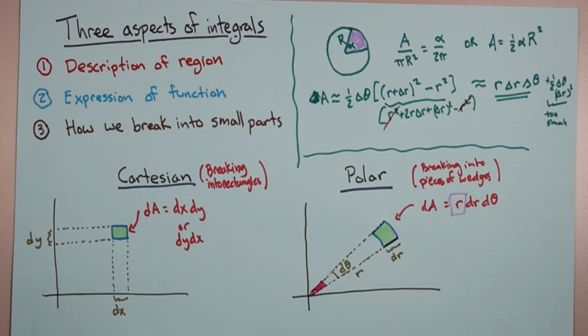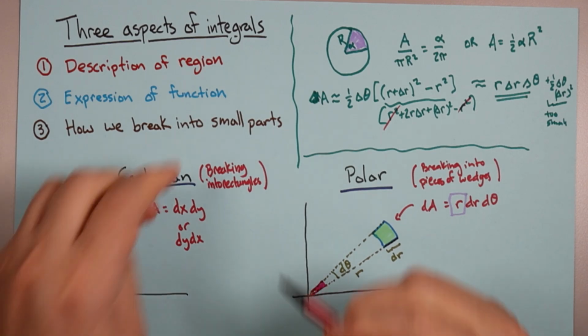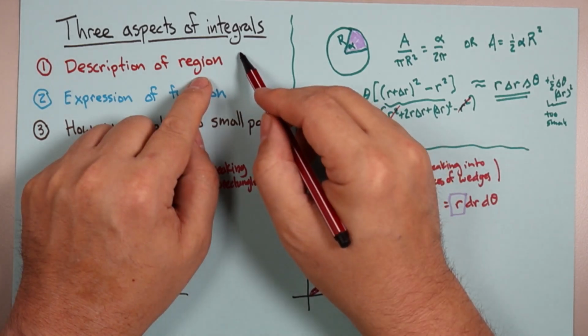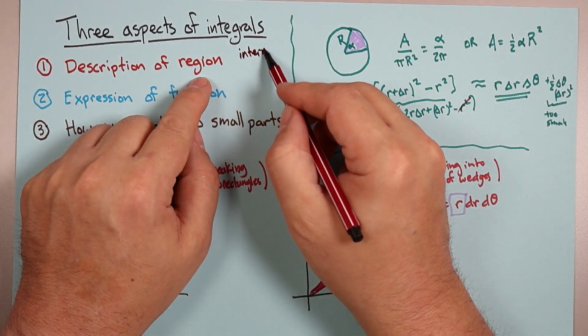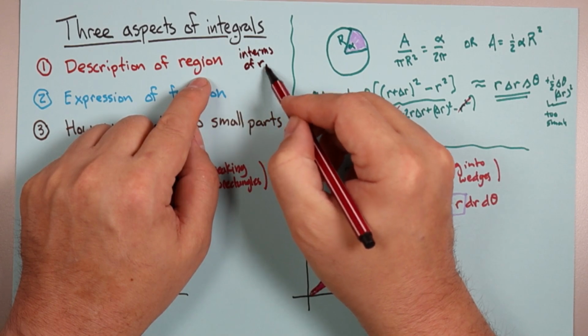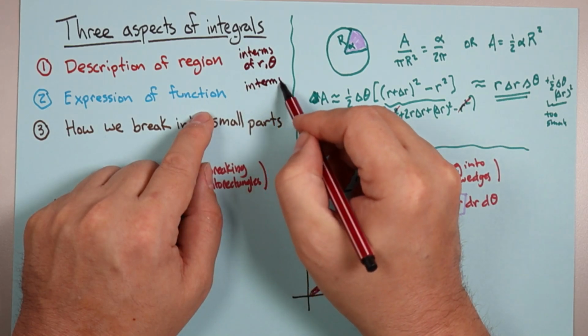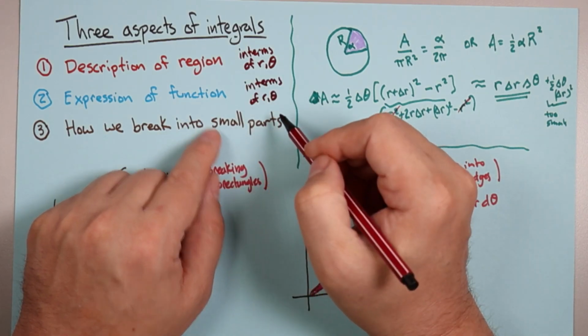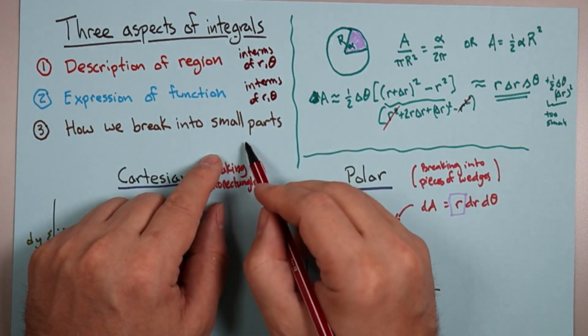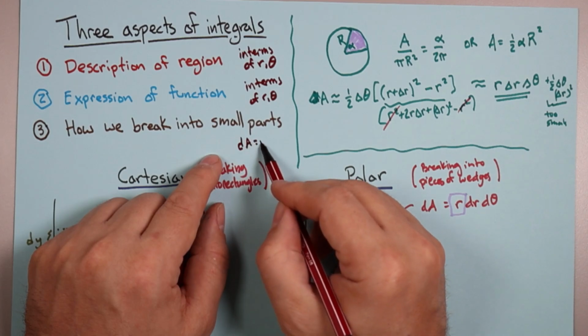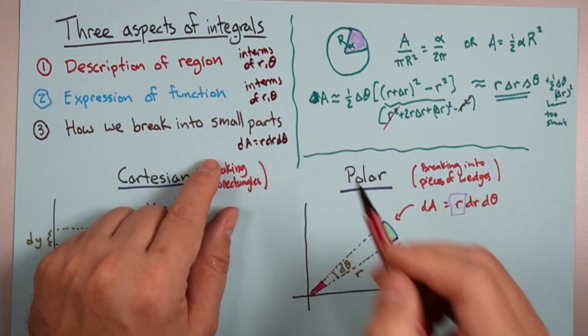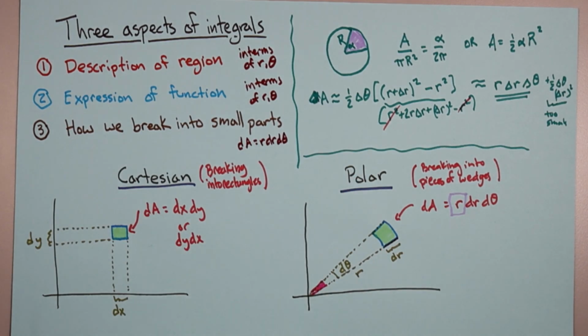Now, once you have this mindset, what do you do? What's your description of your region? Let's do it in terms of r and theta. What's the expression of your function? No worries, let's do it in terms of r and theta. And how do you break into small parts? You just remember that dA is r dr d theta. And essentially, now you've got everything set up, and you integrate.